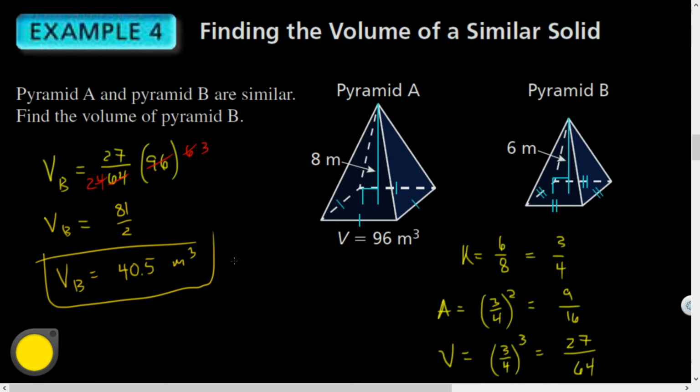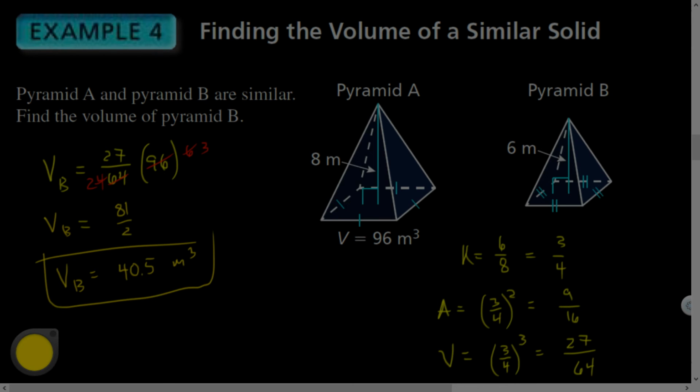Yeah. Yep. I was not sure if it was going to come out to an exact decimal or whatever. Last example. Here we go.